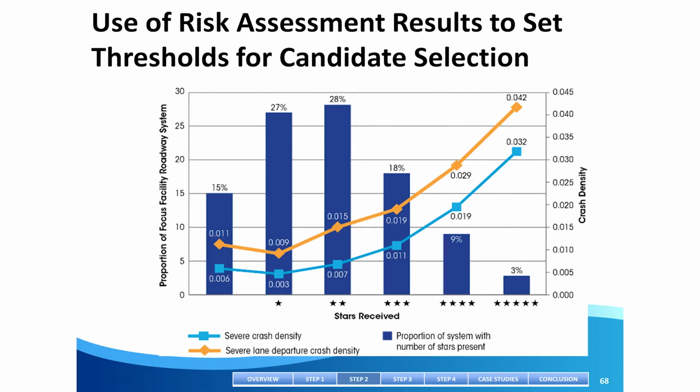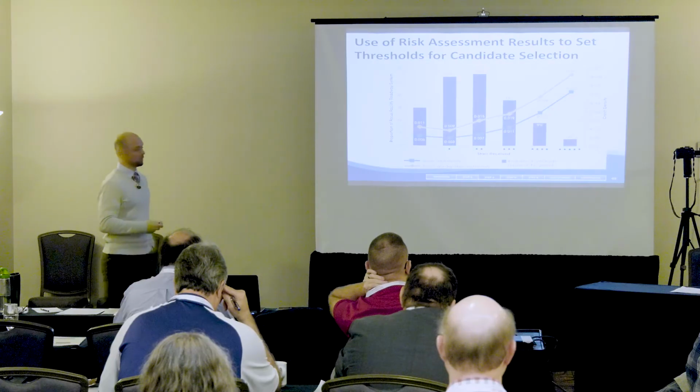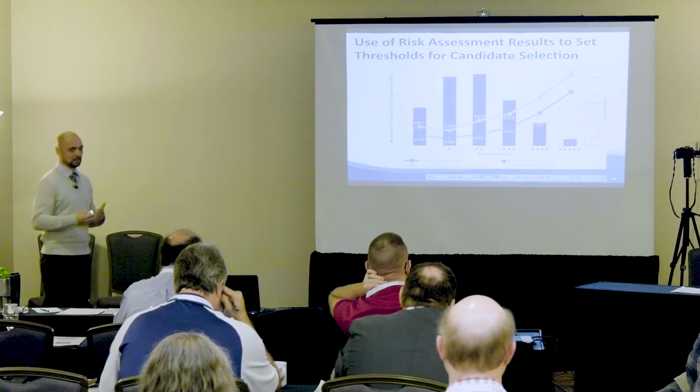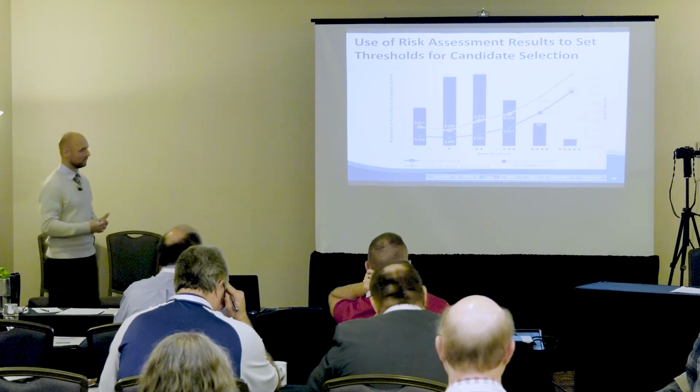risk factors. So these two curves represent the severe crash density and the severe lane departure crash density, which was our focus crash type. And we're seeing that for sites with low risk ratings, they had a very low density of lane departure crashes. But as the number of risk factors went up, and lane departure crash density was one of those risk factors, but it was only one of those risk factors. So as you add more risk factors in, the density of these lane departure crashes increased as well. So that's really validating our assessment and telling us that we probably selected a pretty good group of risk factors here.